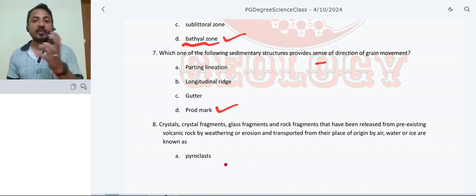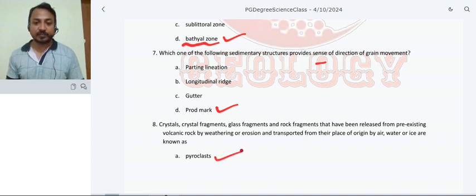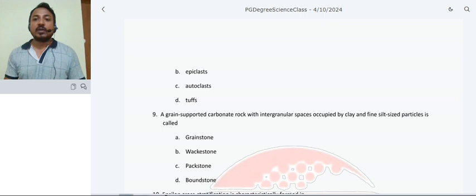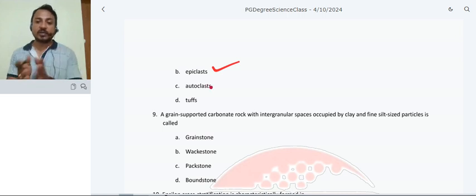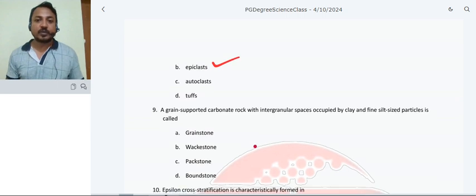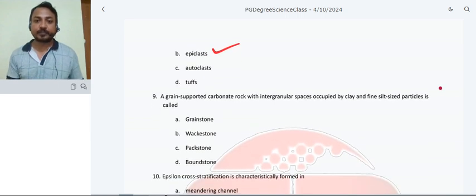The material that is erupted from magma, or the solid fragment that is erupted from magma, is called pyroclast. But if they are drifted from one place to another, it is called epiclast. And autoclast is like an orthochemical thing, an in situ thing, where it is deposited at the place of its formation. So the answer will be epiclast.